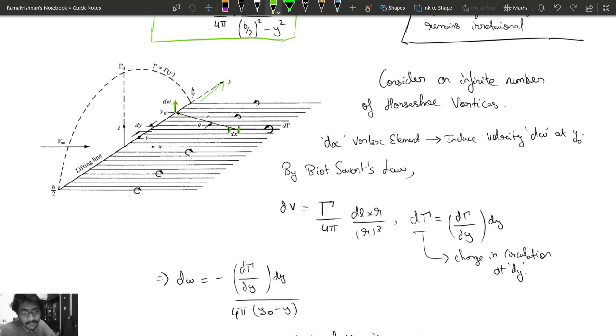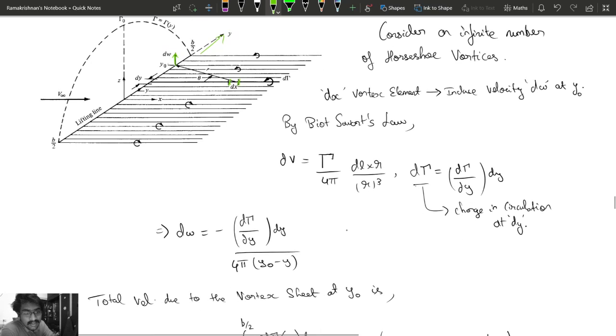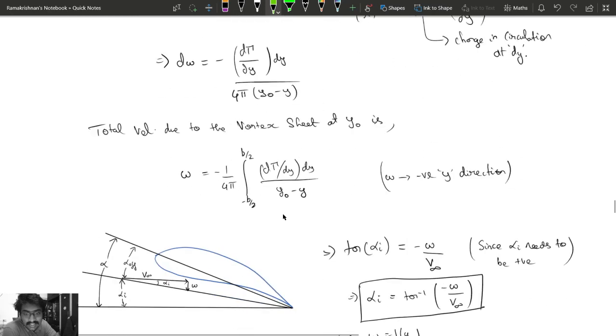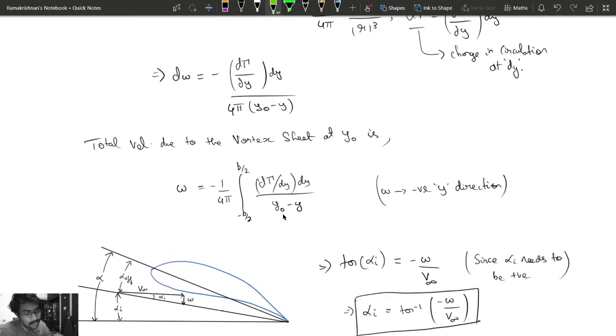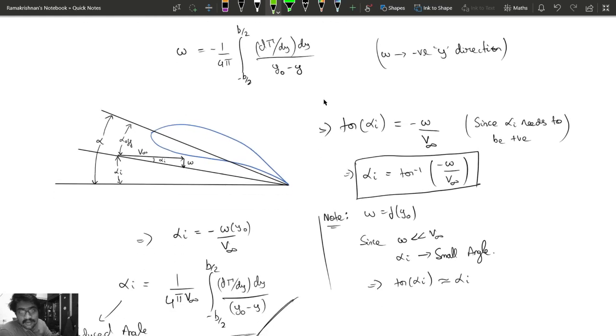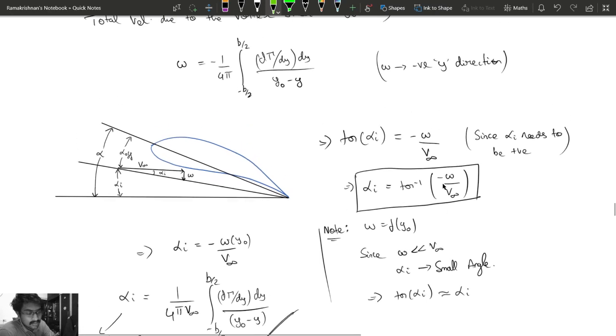So we apply the same formula, Biot-Savart's law, here to calculate, and we get our dw to be negative of the vortex strength gradient times dy by 4 pi times y naught minus y. So the total velocity is the integration of this from minus b by 2 to b by 2 along the entire span of the wing. Let's keep the integration as it is because we are not sure if the gradient is a constant or not. We can come to that later. It depends on the circulation.